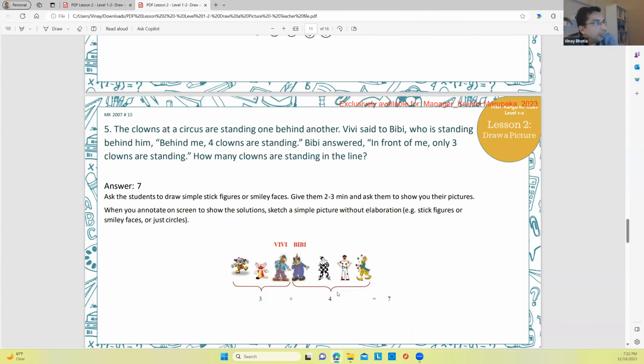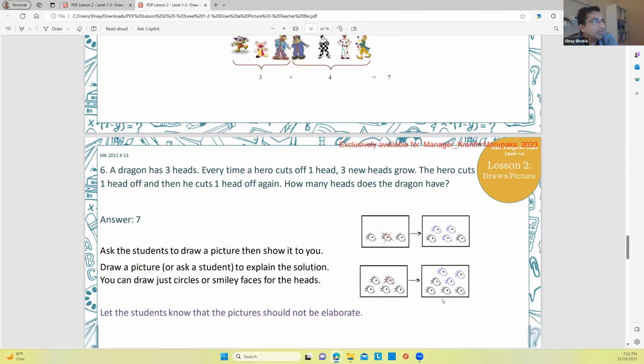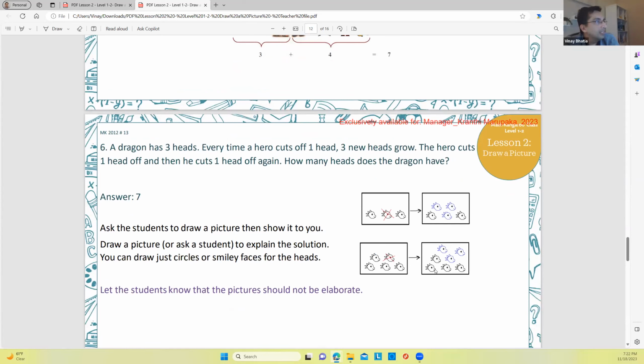We did the problem with the clowns. Now, obviously, I don't want you to draw clowns because this is a maths exam. This is not a drawing and arts exam. So you can keep the representation simple. Just draw a smiley face and show this is VV, this is BB. Show 3 clowns behind it. Show 2 additional clowns, and then you count the total number of clowns. This is some way to represent the problems.